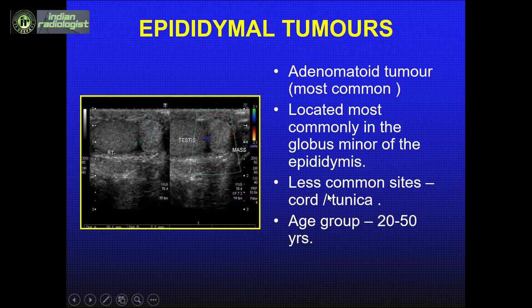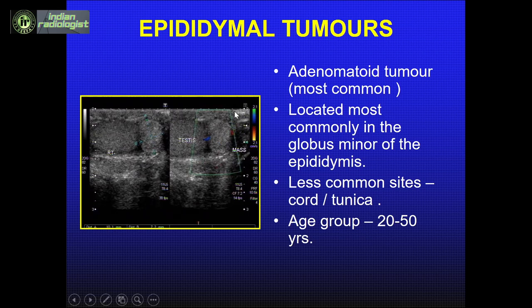Having said that, can there be a tumor within the epididymis? Yes, one of the commonest tumors of the epididymis has an overlapping appearance with torsion of the testicular appendage. Now, how are you going to diagnose that? One, asymptomatic versus symptomatic. The commonest epididymal tumor is the adenomatoid tumor, which typically lies in the tail of the epididymis as an echogenic mass.